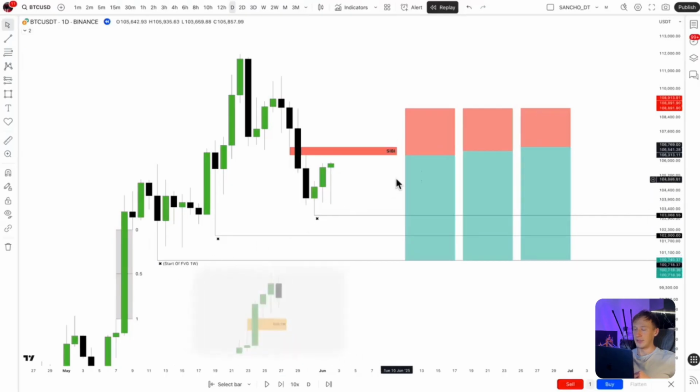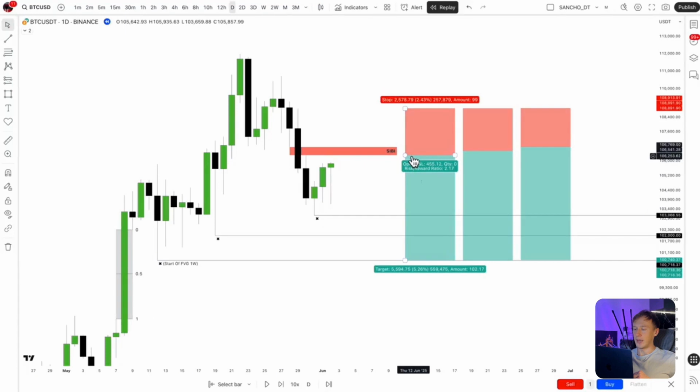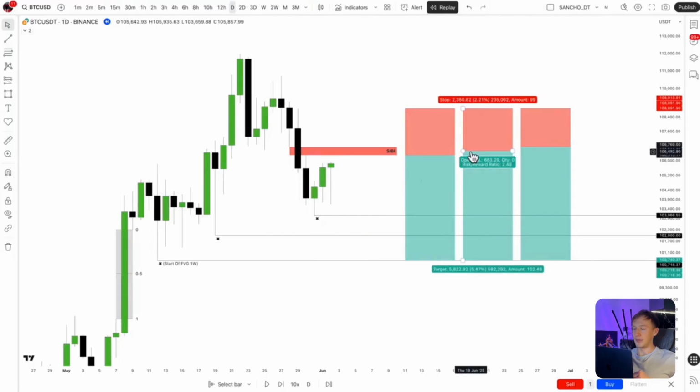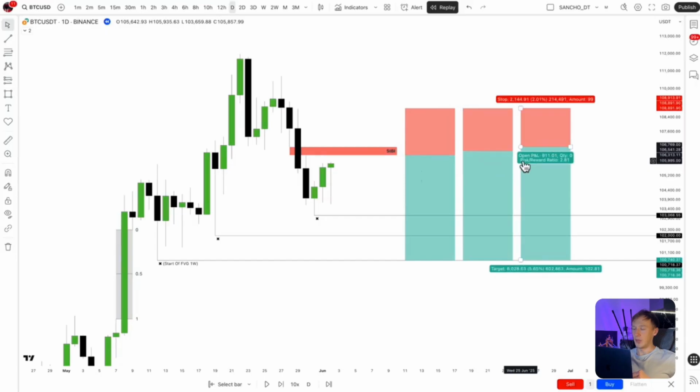The first position is an entry from the start of the gap. Our RR is 1 to 2.17. If you don't like that RR, look at the 50% level. There it's about 1 to 2.5. The third option is a full fill, where the RR is the best.